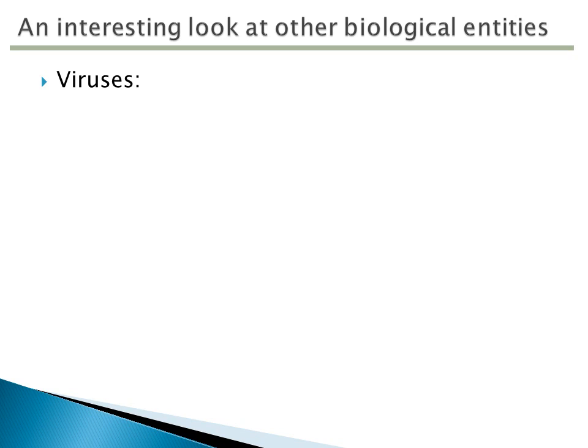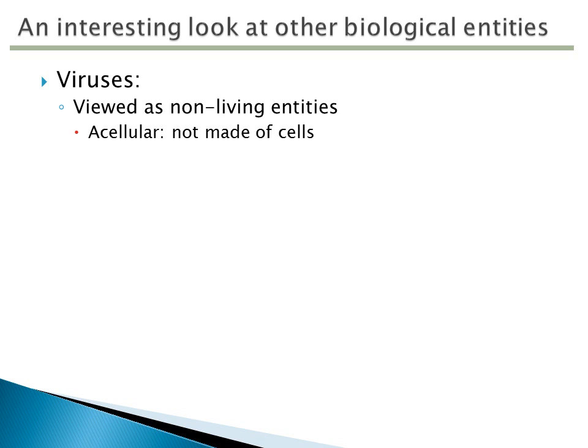The last thing we're going to look at are some interesting biological entities, things that are not considered living organisms, but yet are important to us. Viruses, something you've probably heard of in the past, very interesting. They're not considered living organisms, primarily because they're not composed of cells. Basically, they're DNA or RNA, so some type of nucleic acid surrounded by a protein coat. Some of them have a little bit more to them than that, but simply that's what they're primarily made of.